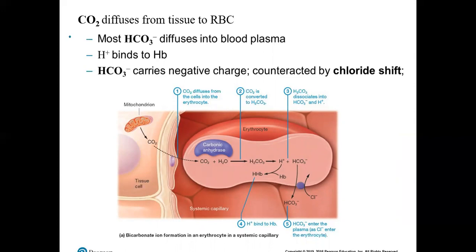So to keep all that in balance, you have to substitute another negative ion inside of the cell. You can't keep building up negative ions on the outside of the red blood cell. You have to have a balance here. And so to counteract that negative charge from building up, you have to have another negative ion in place, and that negative ion is chloride. Chloride then is going to be counteracted with the bicarbonate ion, and that's called the chloride shift.